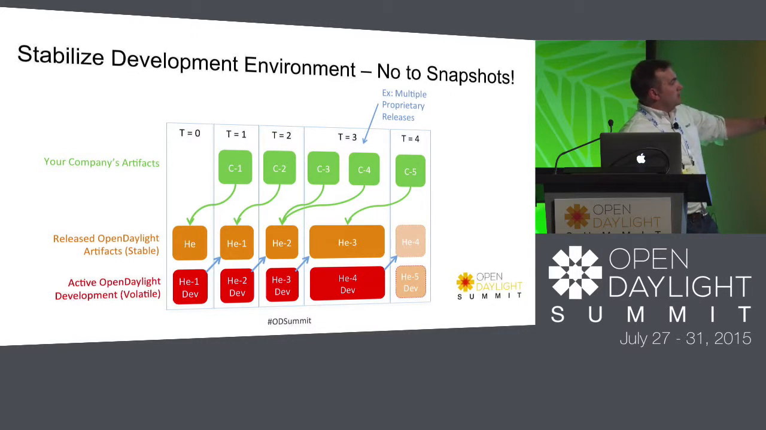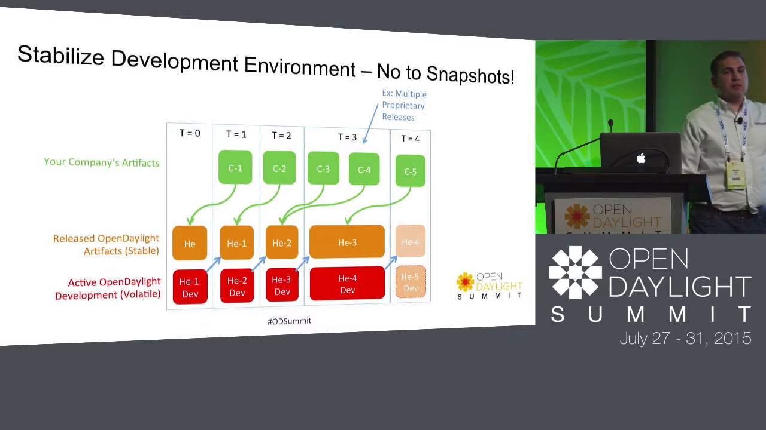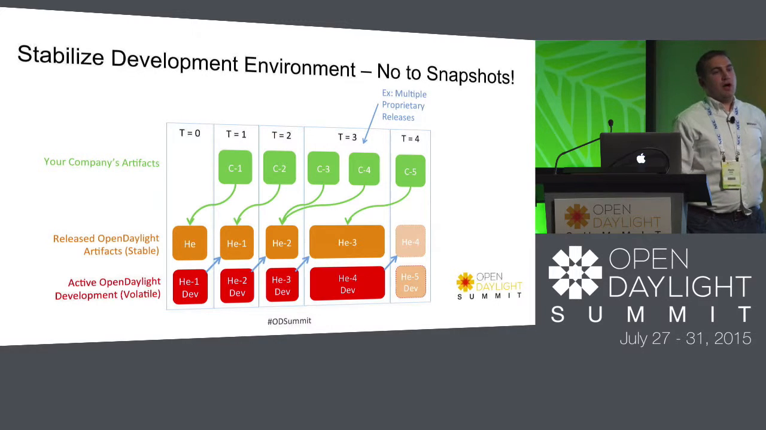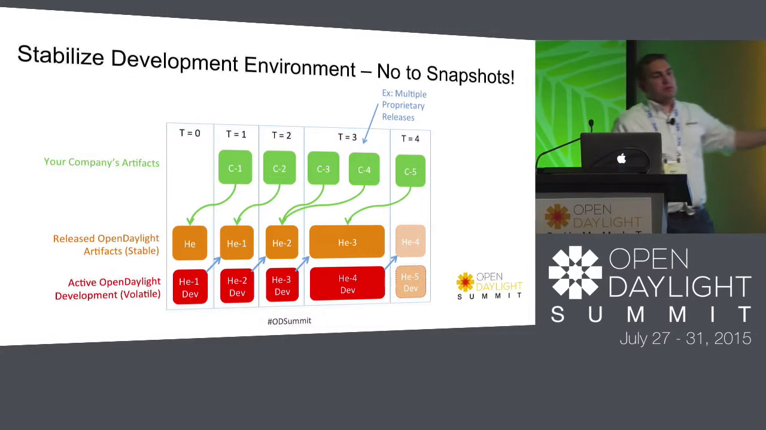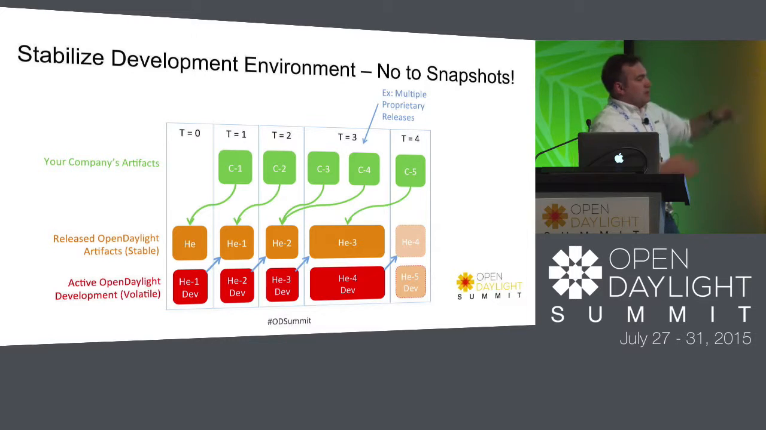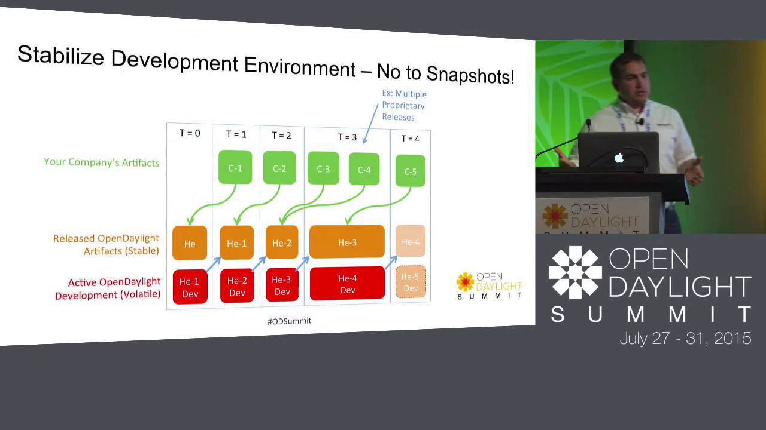And the biggest advantage of this is, let's say we find a bug in my company's artifacts. We're not waiting for Helium SR4 to come out before we fix that. We just do another patch against Helium SR2, and great, we're good. That advantage of being able to release your artifacts even faster than OpenDaylight is actually a huge advantage. And you don't want to get tied to OpenDaylight's releases unless you really need some functionality that they're introducing.